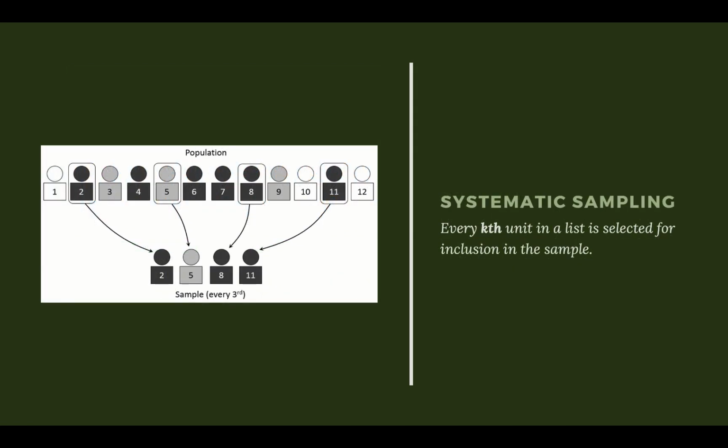Systematic sampling is just a sample where every kth unit in a list is included in the sample. So here we have an example where you have a list of people 1 through 12. They're already randomly sorted, and then you say, I'm going to select the second person, and then every kth person after that will be selected for that sample. So K in this instance would be 3. So every third person after that first selection will be included in the sample.